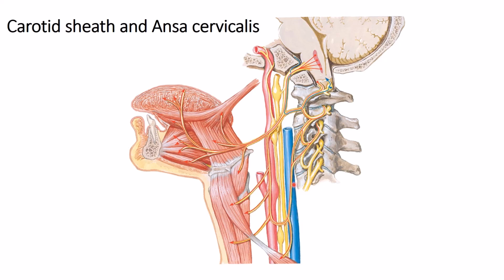This is the ansa cervicalis, as we see it derived from C1, C2, C3. This is, of course, the superior root which lies medially. This is the inferior root which lies laterally, and they together form the ansa cervicalis. And as you see here, the branches go into the strap muscles.